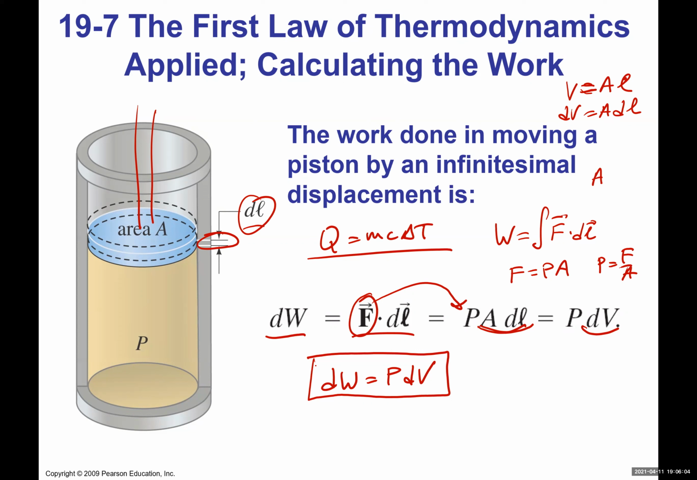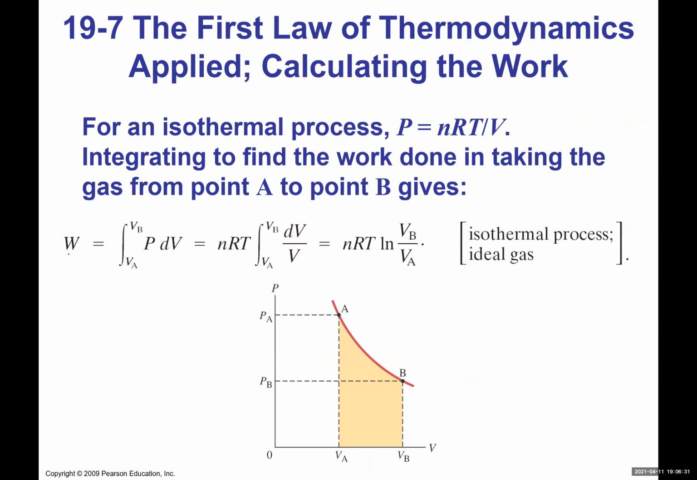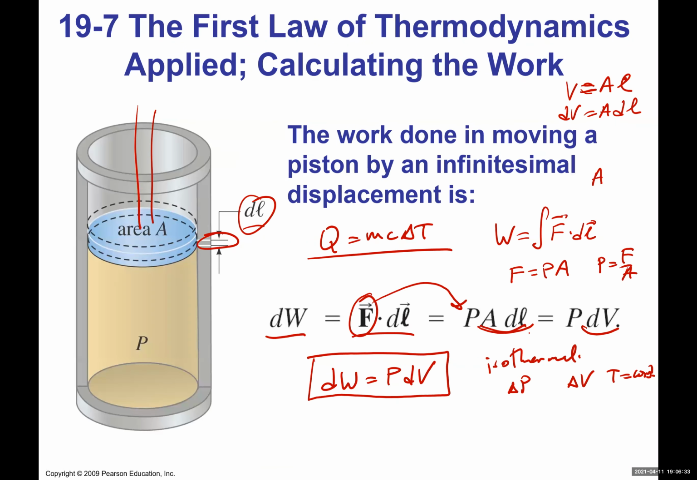Okay. So for example, let's start with the isothermal process. Isothermal process, remember, assumes that pressure changes. There's a delta P, there's a delta V, but T remains constant. Okay. So now let's look at what we can do with that.